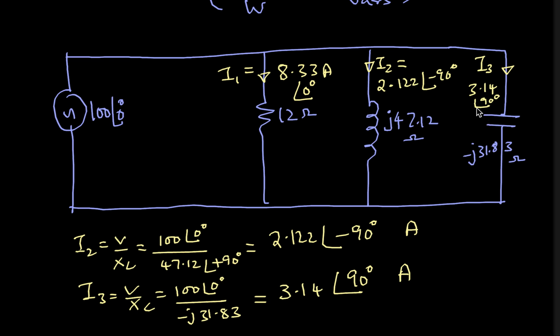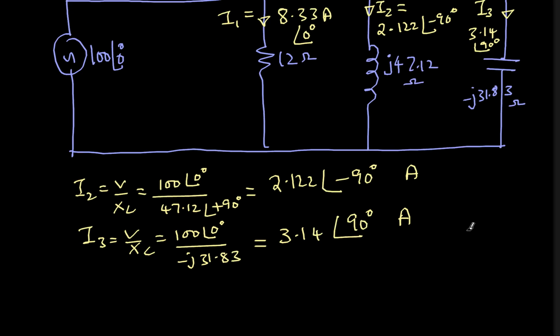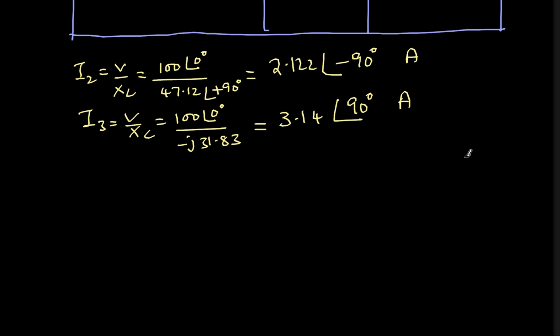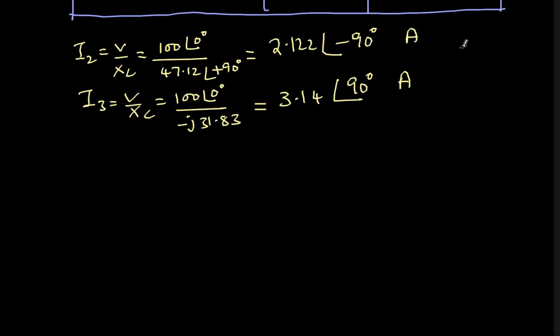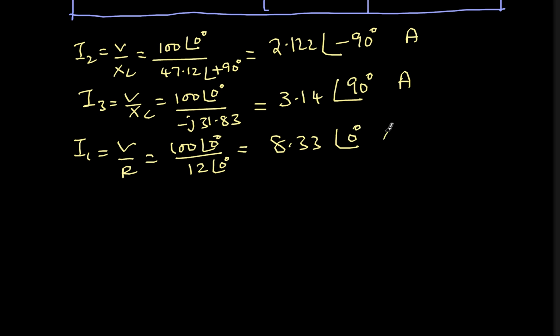As a result, these two vectors are pointing opposite each other. This is pointing downwards, this is pointing upwards. So let me draw the vector diagram for this. By the way, I1 is nothing but V by R, that is 100 angle 0 degrees divided by 12 angle 0 degrees, basically resistance. So 8.33 angle 0 degrees amperes.